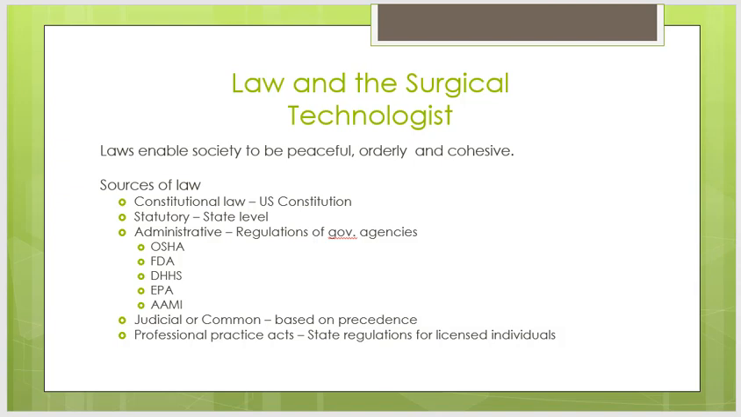Administrative law refers to the regulation of government agencies like OSHA or the FDA. OSHA is the Occupational Safety and Health Administration, and they ensure safe working conditions. The FDA is the Food and Drug Administration, and they regulate food, drugs, and cosmetics in this country. Judicial law is also known as common law, and it is principles based on precedents. That is, principles that have been created by previous court decisions and act as examples for judges in the future.